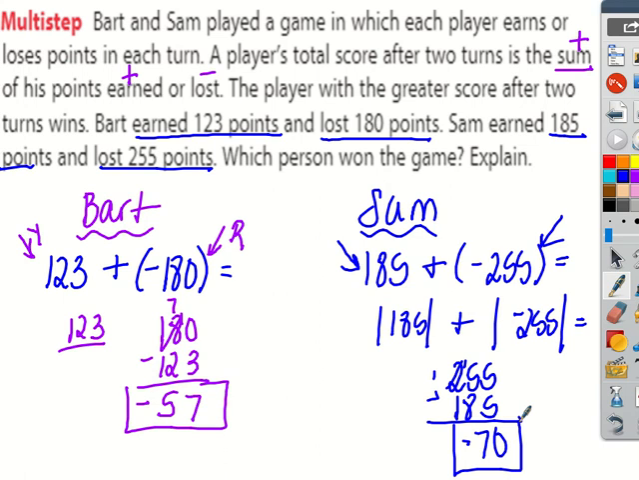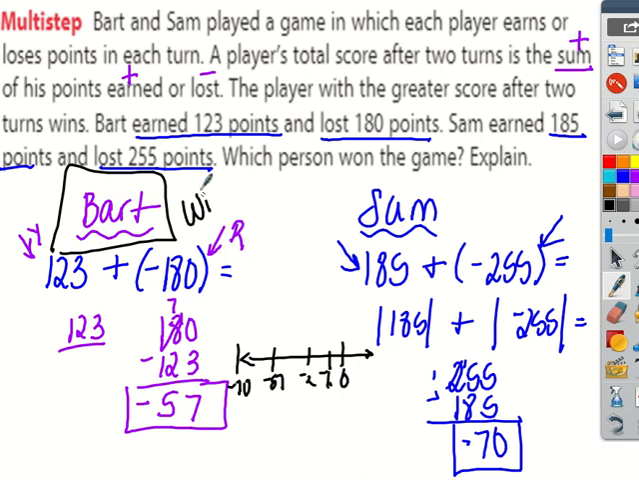Now here's where we have to understand. It says which person won the game. We got to think in terms of negative. So the closer a number is to 0 on the number line, the bigger it is. So if you guys think about it, we can just sketch a quick number line. If this is our 0 and we go 1, 2, and so on, we're going to have a negative 57 before we have a negative 70. So the winner of the game is actually going to be Bart. Winner. That's supposed to say winner.